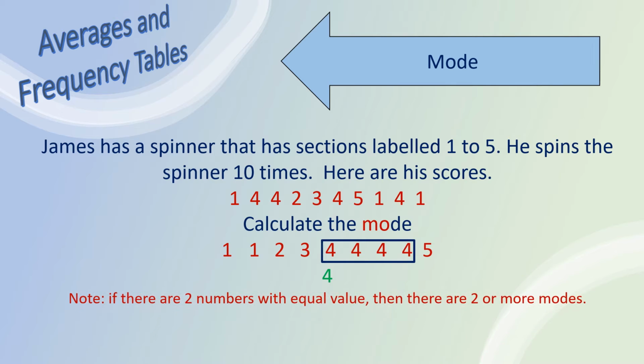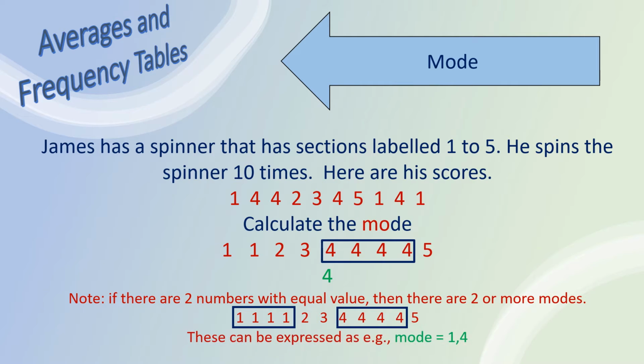But just take a note, if there are two numbers with an equal value, then there can be two or more modes. So if you look at this set of data, you can see here clearly there are four 1s and four 4s, and they're of equal value. So what you do then is you just record these, or it can be expressed as 1, 4. So there can be more than one mode. Just be aware of that.